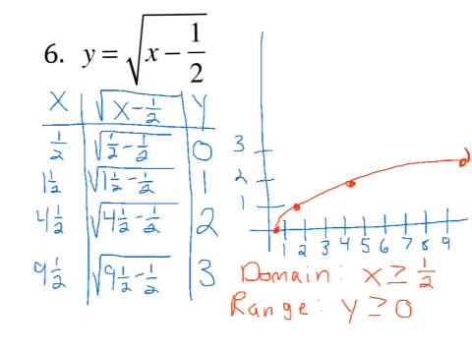Now number 6 is pretty tricky because we have this x minus 1/2 inside the square root. So you have to think, what numbers should I plug in for x? Well, in order to get x minus 1/2 equal to 0, we should plug in a 1/2. 1/2 minus 1/2 is 0. 1 and 1/2 minus 1/2 is going to give you a 1. 4 and 1/2 minus 1/2 will give you that 4 that you're looking for, and 9 and 1/2 minus 1/2 will give you a 9. So our domain is x is greater than or equal to 1/2, and our range is y is greater than or equal to 0.